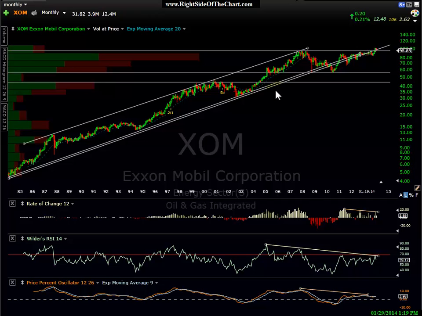You want to spin them. However, there are warning signs in place, such as these divergences here on the rate of change, the RSI, the PPO. These are significant divergences, multi-year divergences. And again, we're viewing a monthly chart. So this tells me that the next 5 years in Exxon Mobil are probably going to be a lot tougher than the last 5. So we'll just have to wait and see on that.